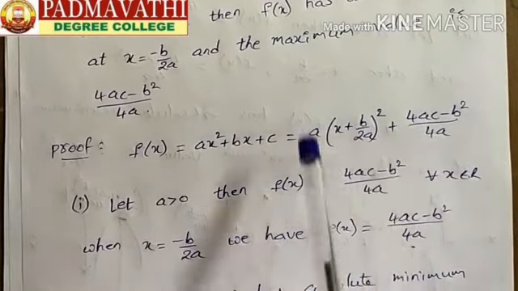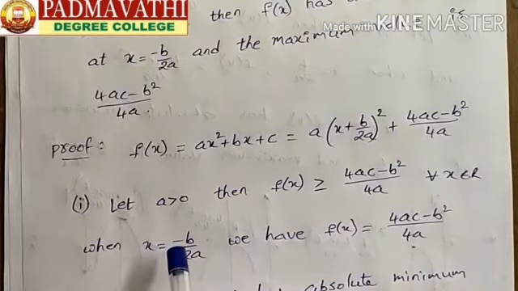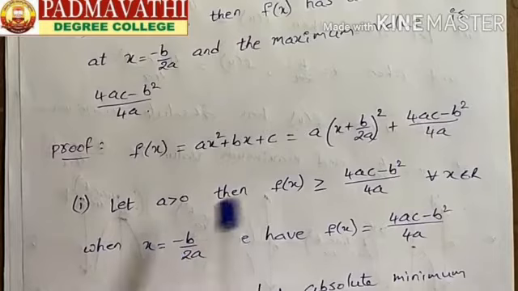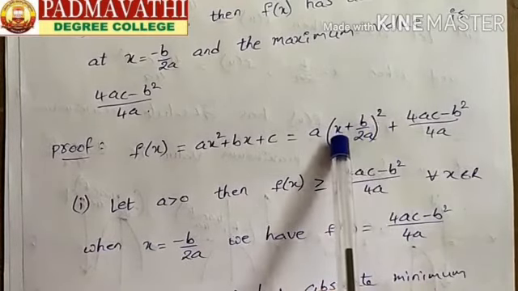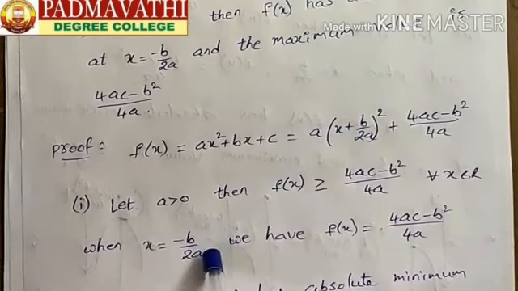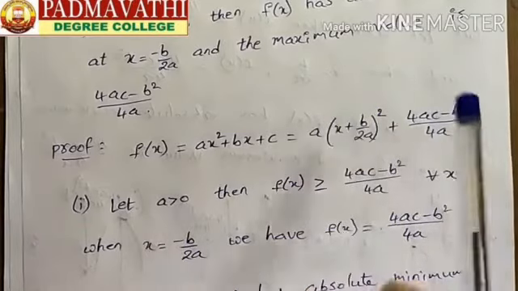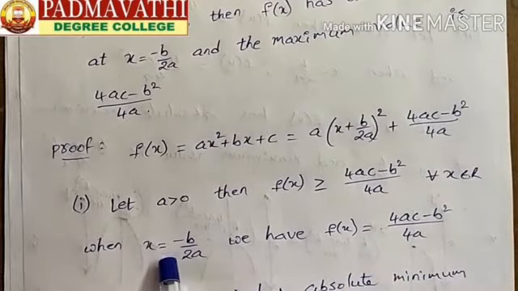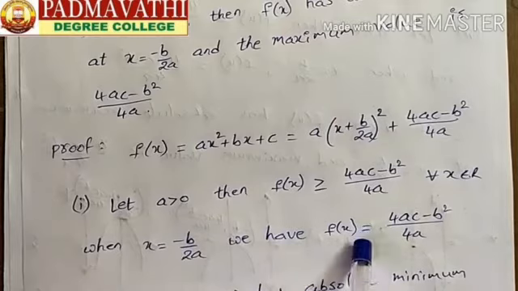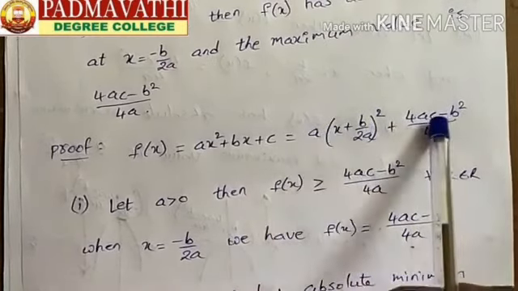So the expression value depends on the a value. Similarly, when x equal to minus b by 2a, in that case the entire first term will become 0. In place of x we are substituting minus b by 2a, so it will become 0, and a into 0 is 0. So this entire term will become 0, and only the term 4ac minus b square by 4a remains. That's why when x equal to minus b by 2a, we have f of x equal to 4ac minus b square by 4a.